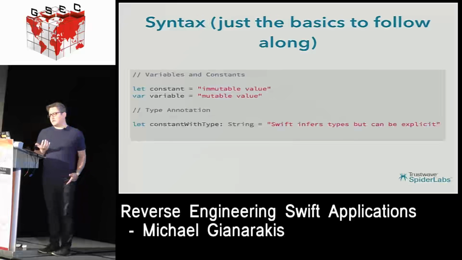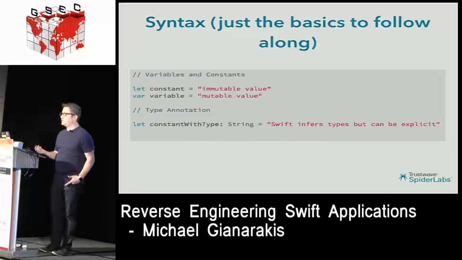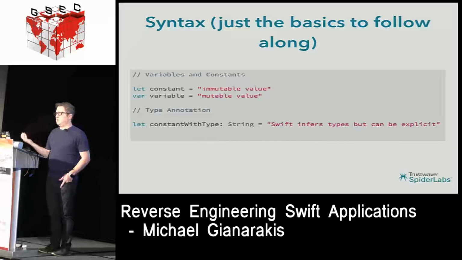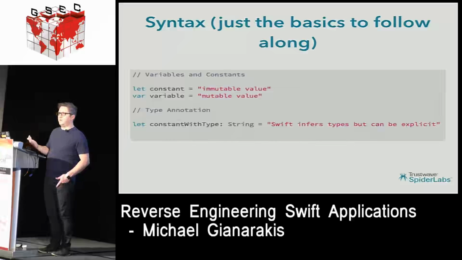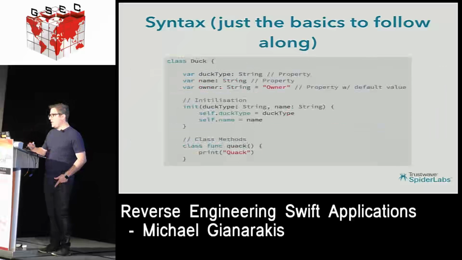There are variables and constants, right? So let and var, pretty straightforward. let is a constant, an immutable value, versus a variable. And there's type annotation as well, so you can be explicit with your types. But Swift does infer type.